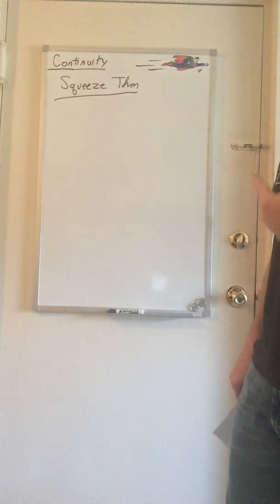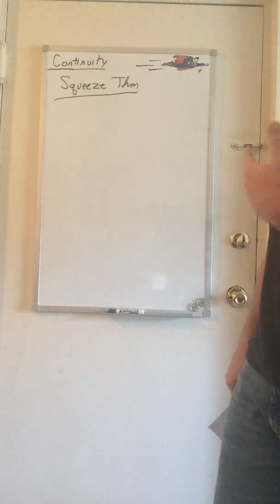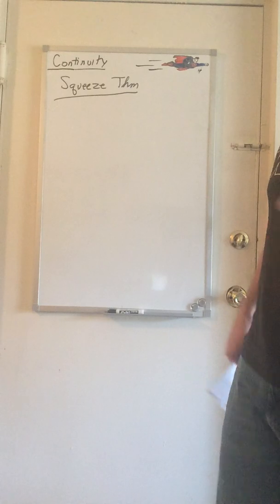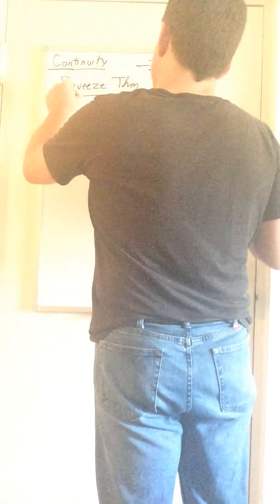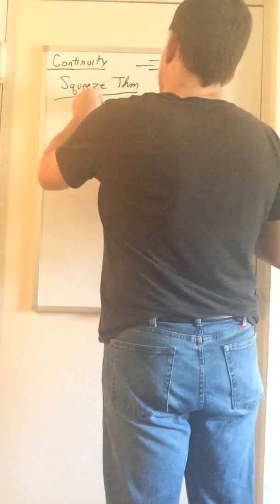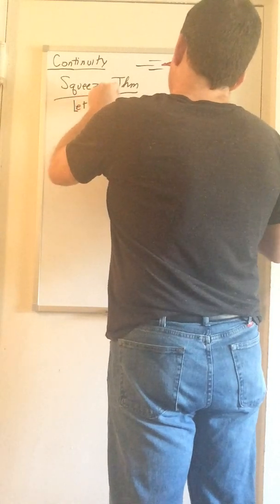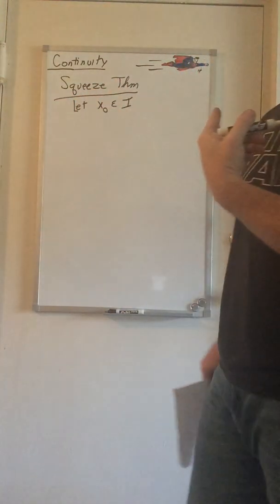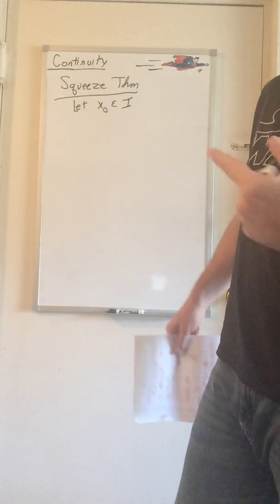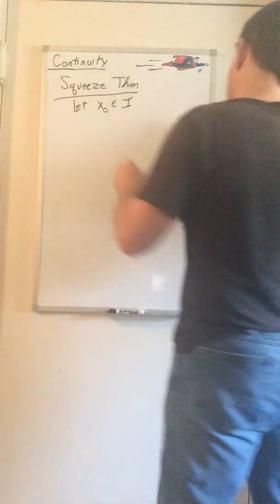The problem is it's a theorem, but the proof of this theorem is beyond the realm of this class. It takes higher level math stuff. But we can at least state the theorem and then see how it works. And what it says is, let x sub 0 be an element of I. And we said before, I is just an interval, so it's just some interval I. Okay?